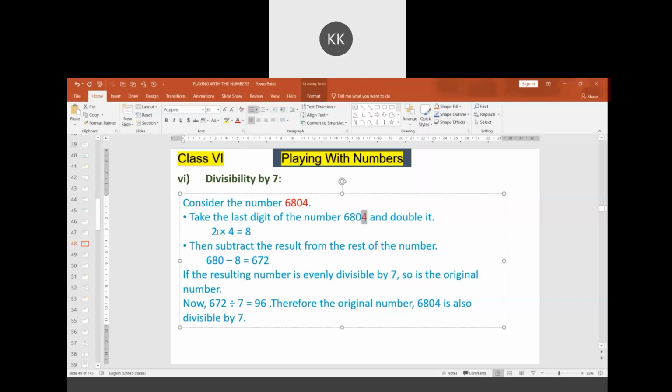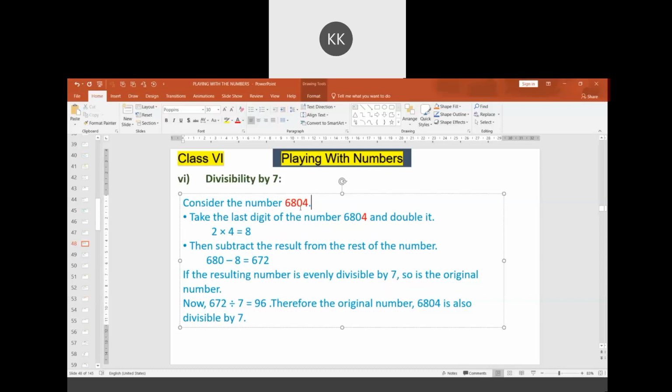Now I am just multiplying 2 with 4, I get 8. Then I will subtract 8 from the remaining digits, that is 680. 680 minus 8 is 672. Now this 672, if it is divisible by 7, then I can say that the number is divisible by 7. This method is not given in most of the books.